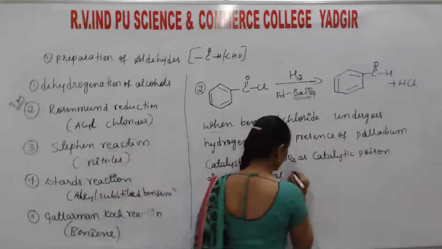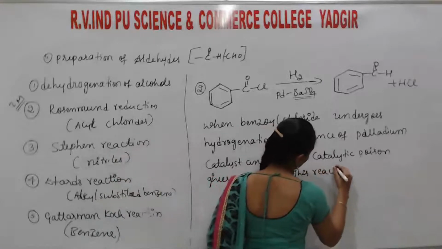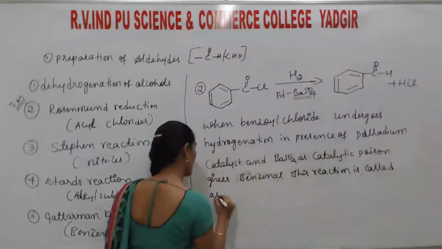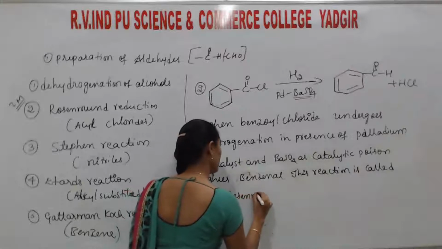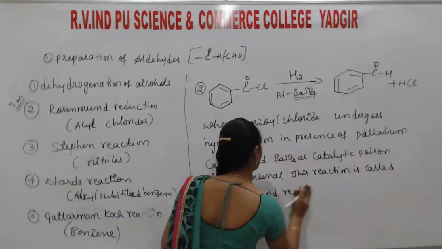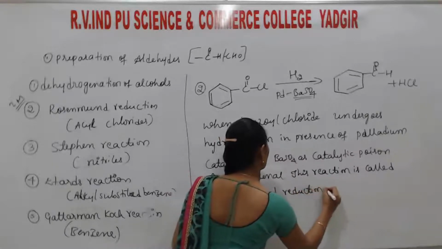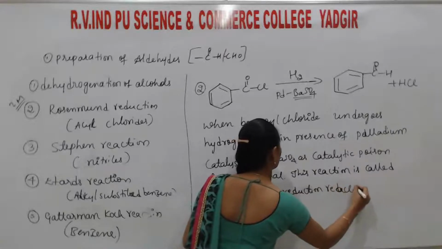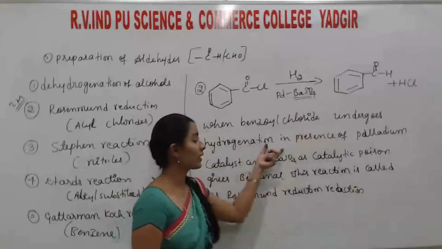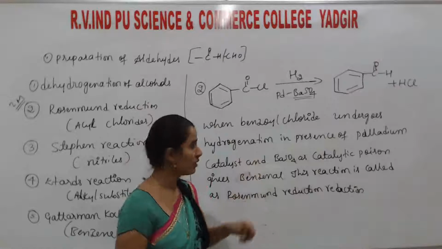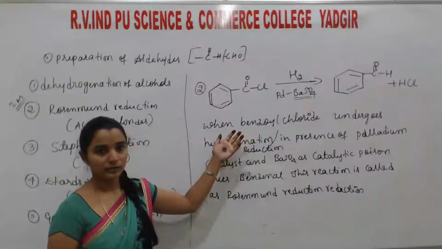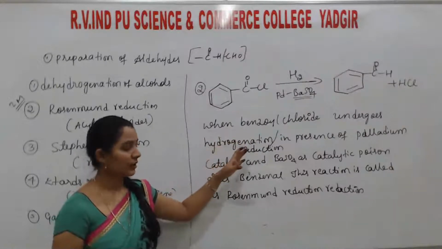Okay, so this reaction is called the Rosenmund reduction reaction. So students, in this case you can answer: when benzoyl chloride undergoes reduction, in the place of hydrogenation of oxygen or addition of hydrogen, here addition of hydrogen is taking place. Understand? So that is a reduction reaction.